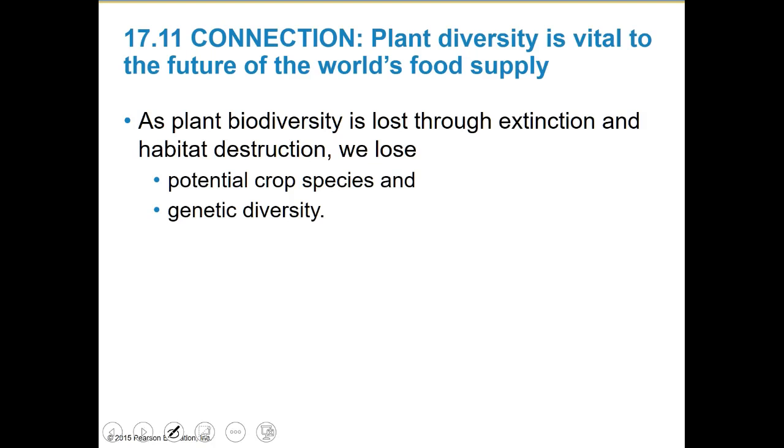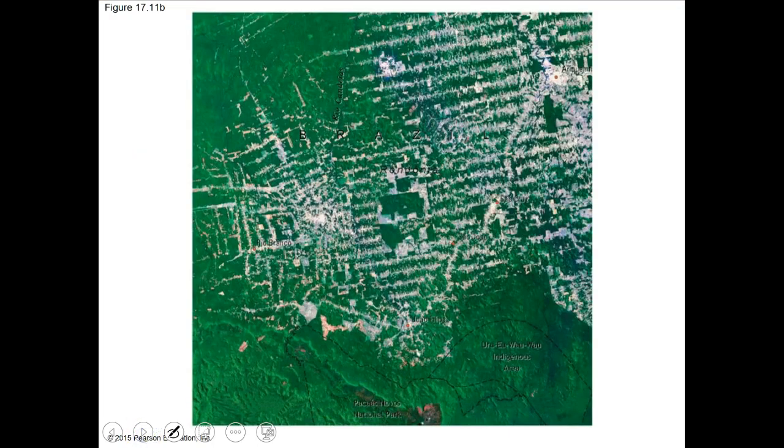But as plant biodiversity is lost through extinction and habitat destruction, we lose potential crop species and some genetic diversity. Honestly, that's one of the real bummers of this whole situation: we lose habitat, we lose potential crop species, we lose genetic diversity. You can see what happens is we just end up taking over land and putting people in it, and that removes some of the areas where we could do agriculture.